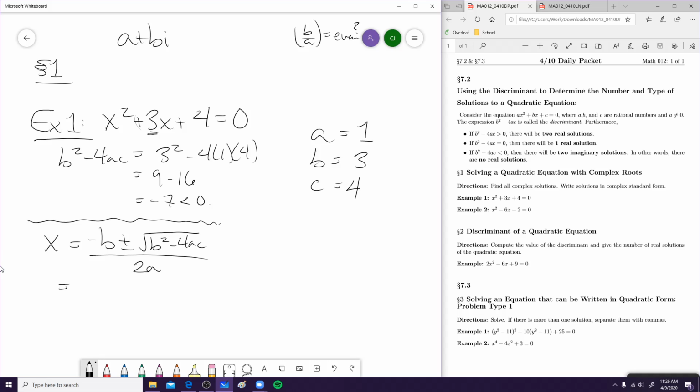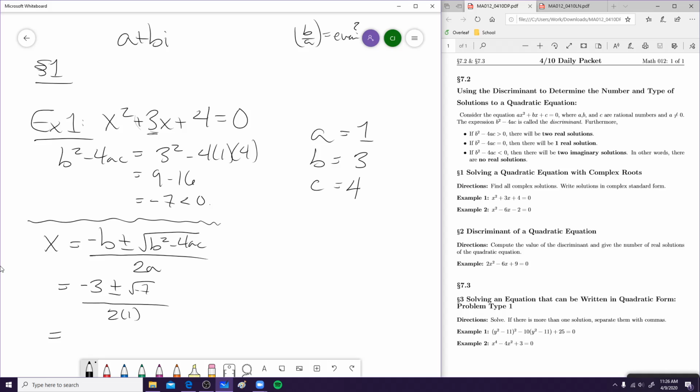So now let's plug it in. So we have b, which is 3, so this is the opposite of 3. And then we know b squared minus 4ac. We already established this above here that this is negative 7, all over 2 times 1. Right?